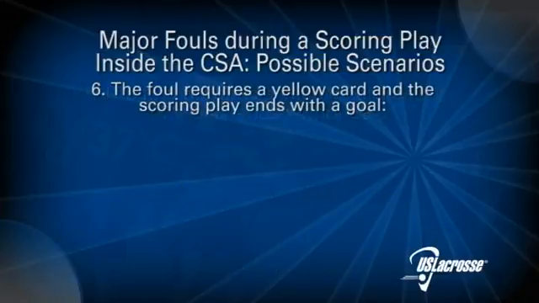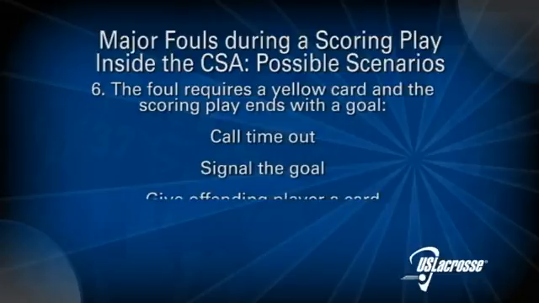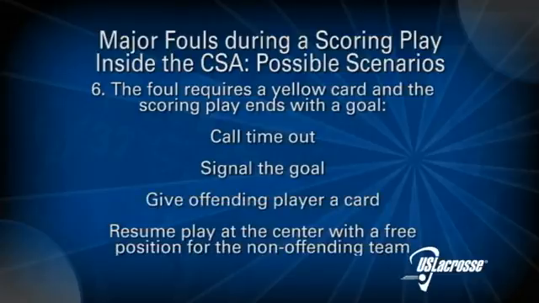If the play ends with a goal, the umpire should call timeout, make the signal for a goal, give a card to the offending player, and resume play at the center with a free position for the non-offending team.